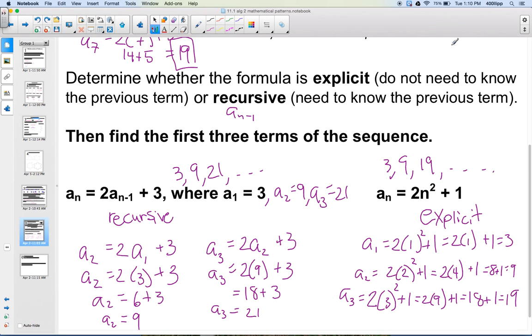And then you can find more if you needed to find more. With the explicit formula, if it asked you to find the 100th term, you would simply plug in 100 for n and then solve. If it wanted you to find the 100th term in the recursive formula, that would be pretty tedious because you would have to list the first 100 terms.